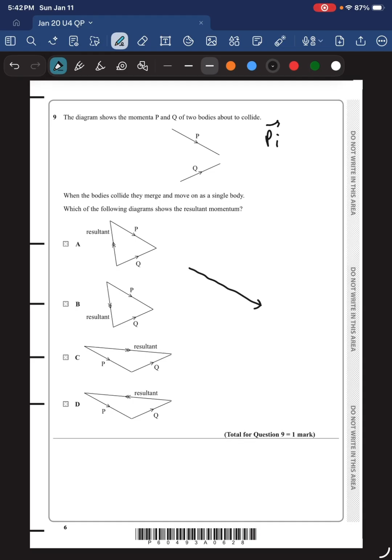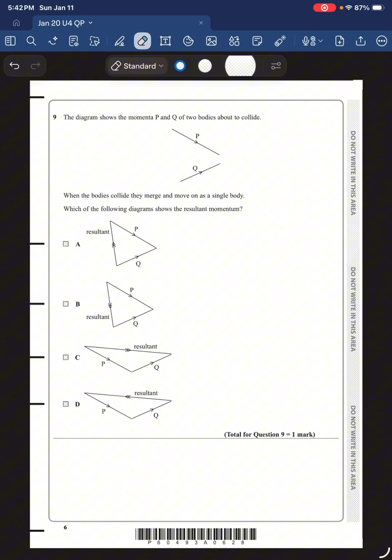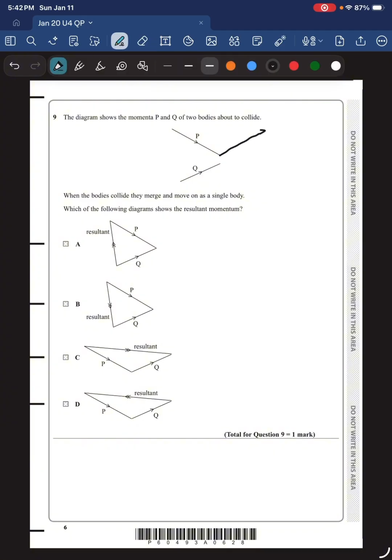If we parallel transport Q and put it there, how do we add two vectors? We add the tail with the end, so the tail of P with the end of Q. So this is Pi. Is there anything that resembles that one? Yes, it's answer C. Simple as that.